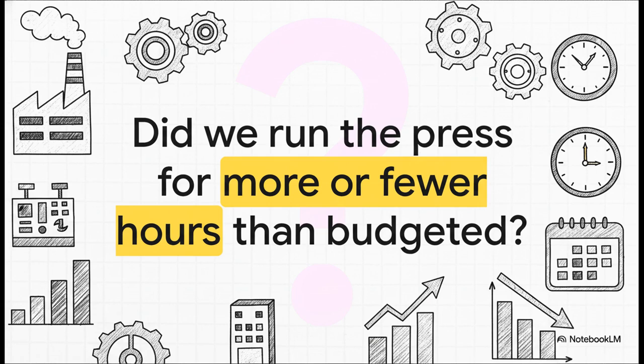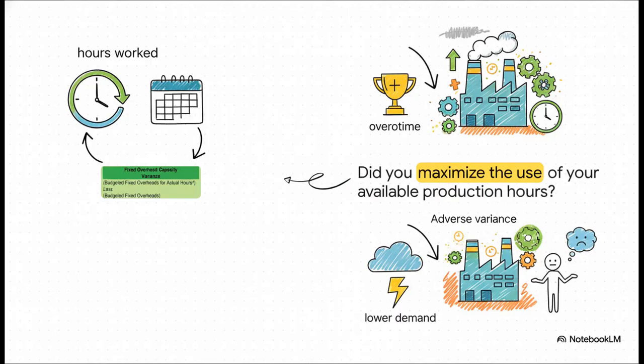This is my favorite one. Imagine you bought a gym membership and planned to go 20 times this month. This variance doesn't care how hard you worked out. It only asks one thing. Did you show up 20 times? It's purely about using the time you had available. And the formula reflects that perfectly.